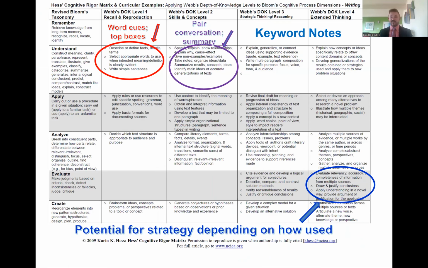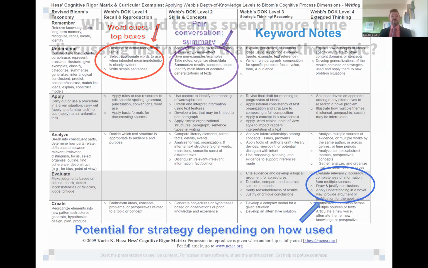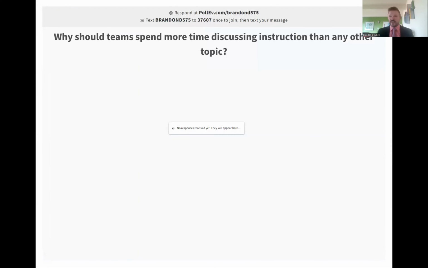So here's our various levels of rigor that this particular strategy covers. Starts over at DOK 1, Bloom Level 2, recall and reproduction and understand. It moves over to DOK 2, Bloom Level 2, and it has the potential to get to DOK 4, Bloom Level 5, evaluate, if we're verifying the reasonableness or evaluating the relevancy, accuracy, or completeness of information from multiple sources in using this particular strategy. So why should teams spend more time discussing instruction than any other topic in the PLC or teacher team process? I'm going to give you 1 minute to respond to that.